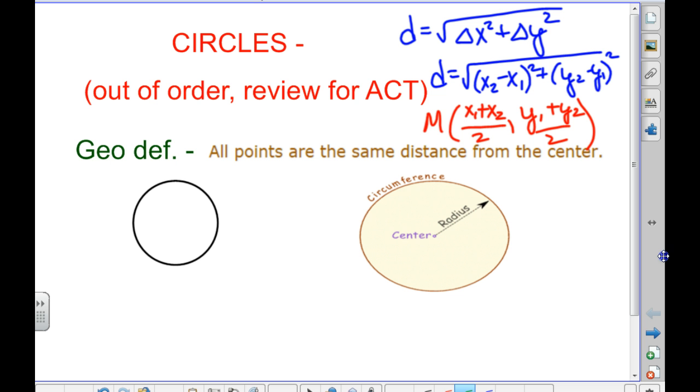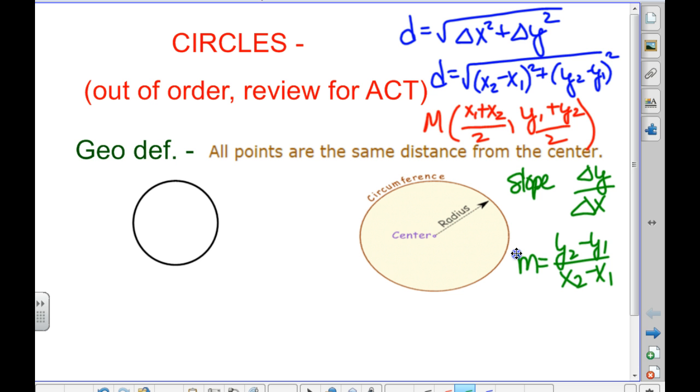And slope? Slope is actually the one we don't need today for anything. I just wanted to review real quick. Change in y over change in x, or y2 minus y1 over x2 minus x1. Slope-intercept form of a line is y equals mx plus b, but it's not slope between 2 points, which is what I was thinking about.